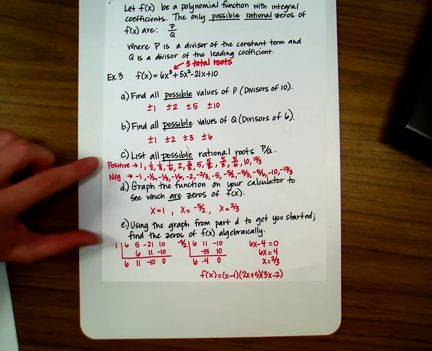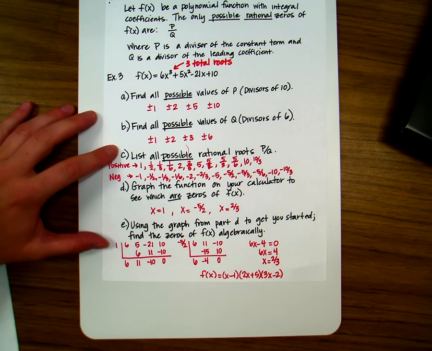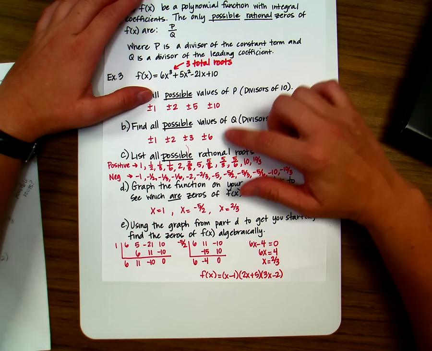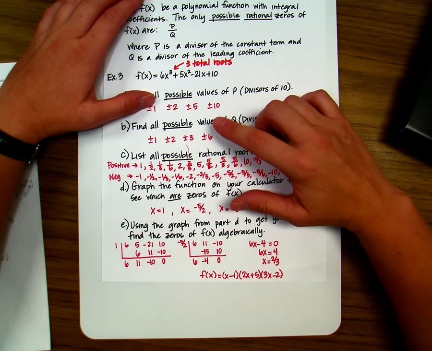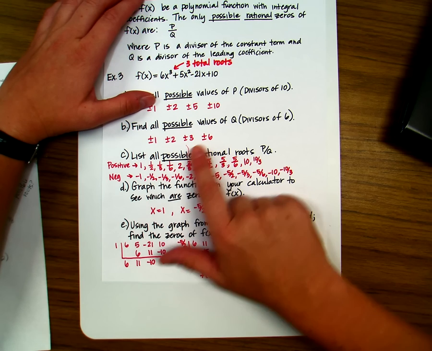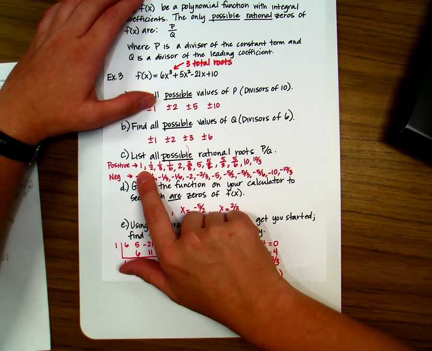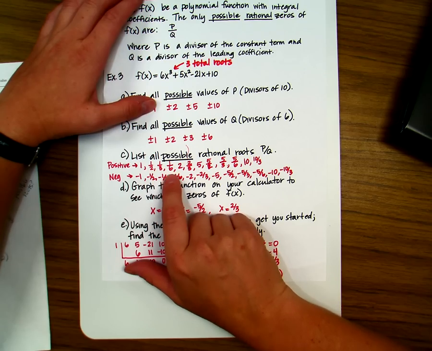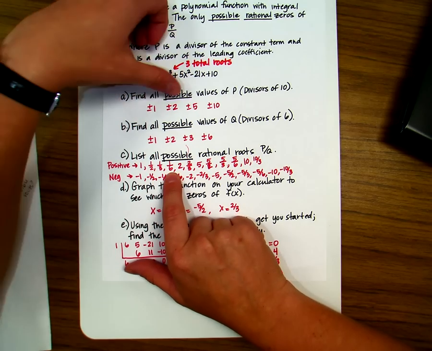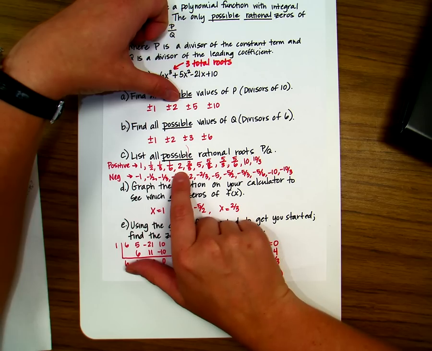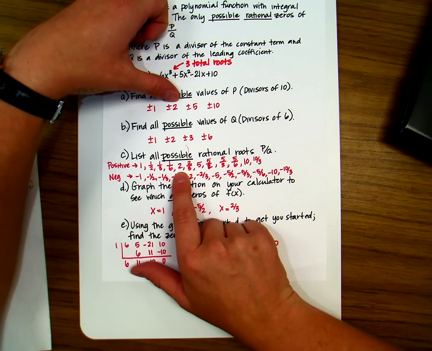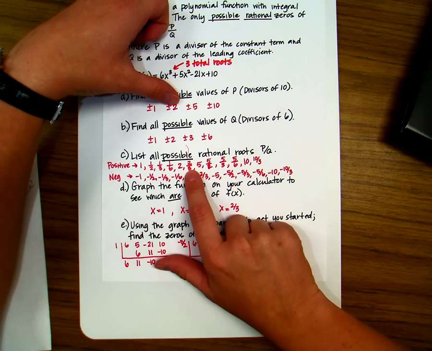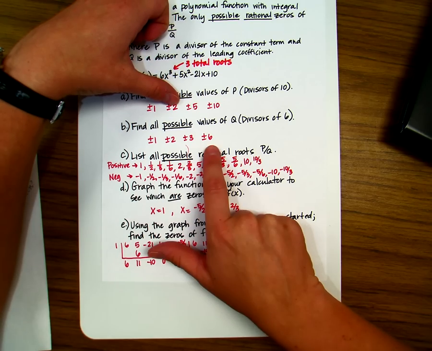In C here, it says list all the possible rational roots p over q. The easiest way to do this is to list your p's over your q's, and we're going to go ahead and take 1 and put it over top of all of our possible q's. Then we're going to go to our next p value of 2. 2 over 1 is 2. 2 over 2 is 1, which we already have listed, so we're not going to list that again. Then we have 2 over 3 and 2 over 6, which is a third.